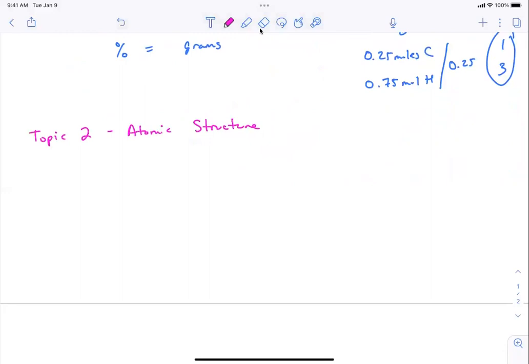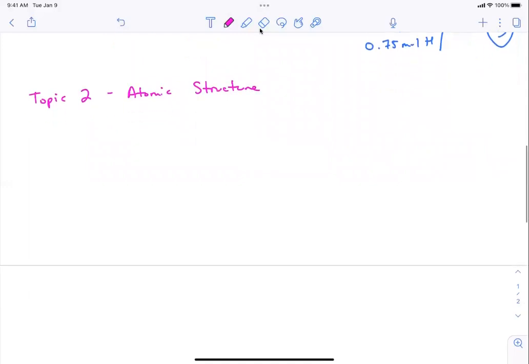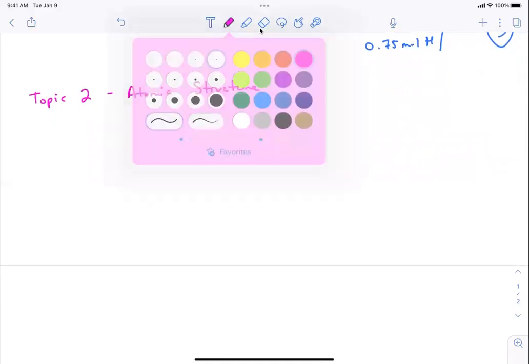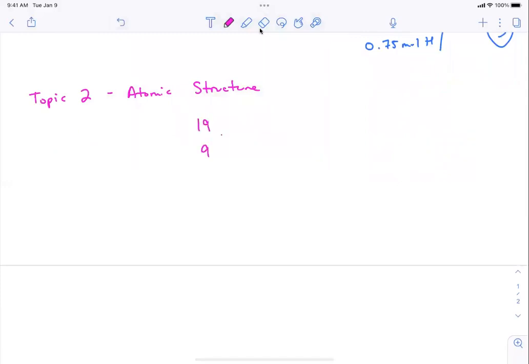Okay. Atomic structure, topic 2. So topic 2 is particles in an atom, the hydrogen emission spectra, and calculating the wavelength, frequency, and energy of photons. Things I want you to think about: 1, the chemical symbol. This symbol itself can tell you all the information you need to know about an atom.